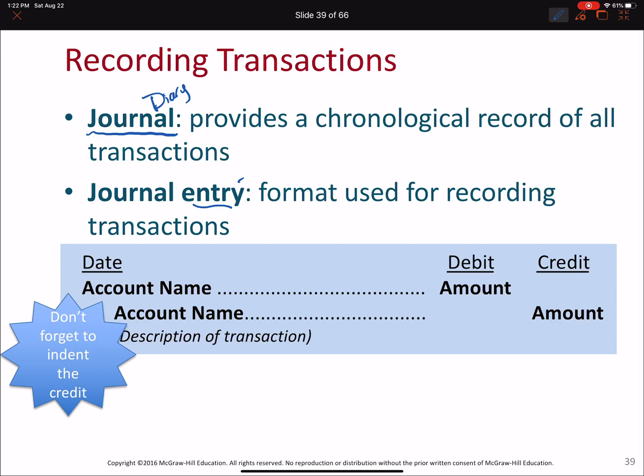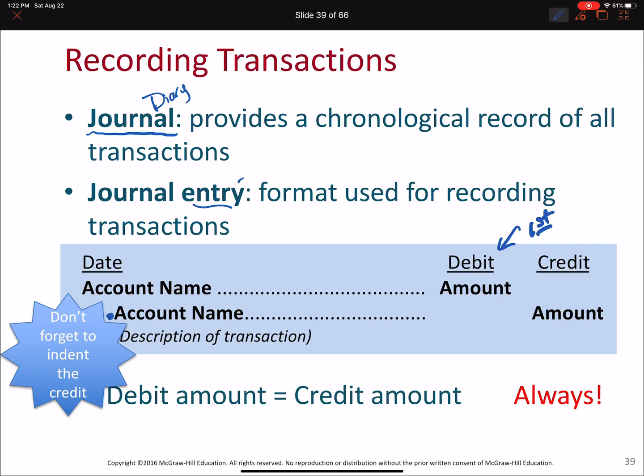Couple things you always have to remember. When you're making a journal entry, and this will be true in Connect, debits always go first. We just put them first. Don't ask me why. That's just our thing. If we were writing it out on a piece of paper, we would indent the credit.